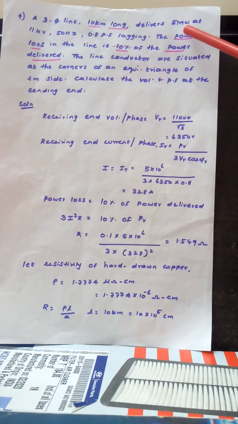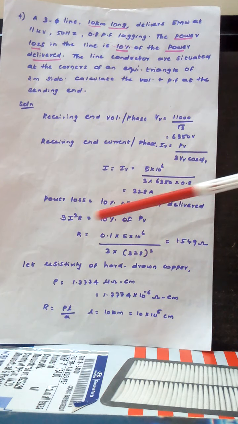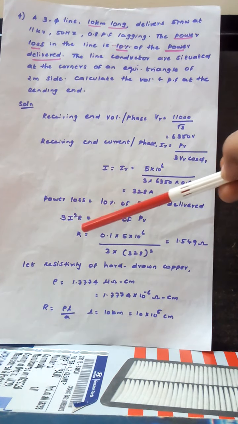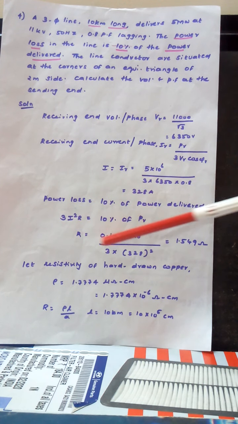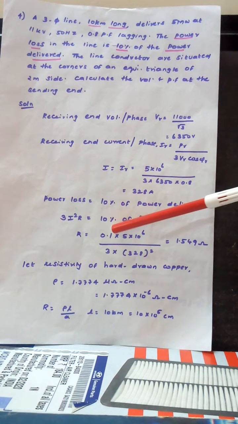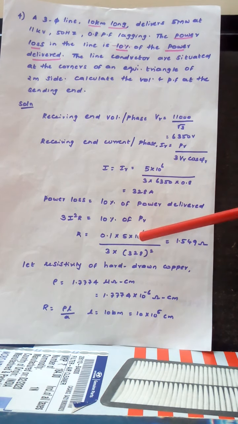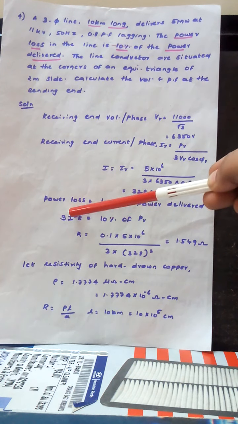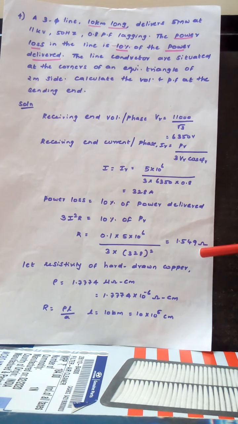Next we have to use the condition that power loss in the line is 10% of the power delivered. So here the power loss, 3 I square R, equals 10% of the power delivered, that is the receiving end power PR. From this we have to find the value of R. 10% is 1 divided by 10, so it is 0.1 into PR, given as 5 megawatt, divided by 3 into I square, where the I value we got is 328, the whole square. So we are getting 1.549 ohm.